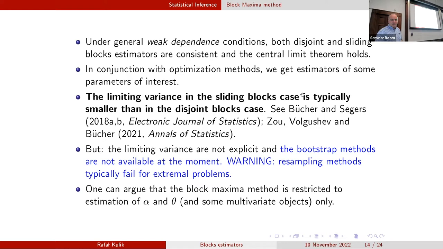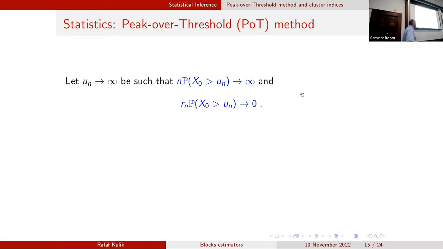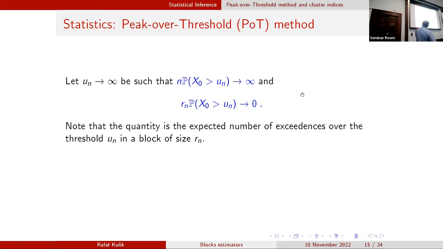There is a different approach, and this is something that I have been working on for the last several years. But I think we developed and cleaned up what's going on. So this is called the peak over threshold method. It's really related to these thresholds that I drew on the first picture. So you pick a sequence, u_n, so this is the threshold. This sequence must have some properties. This quantity in the last blue quantity is related to the expected number of large values in each block. And the assumption means that you have a small number of large values in each block, as it should be, okay?